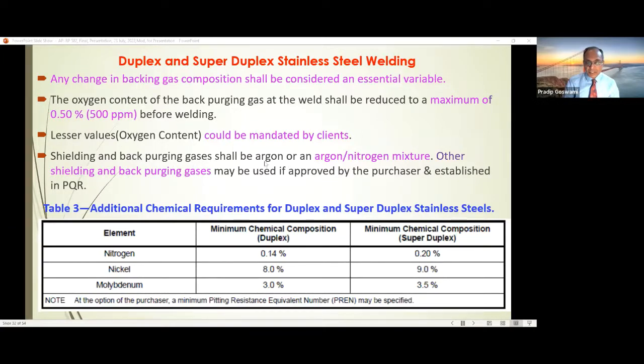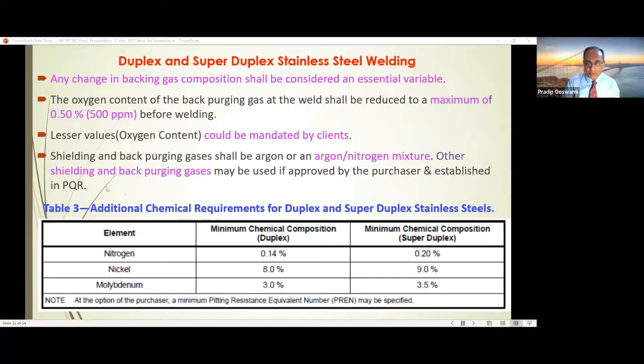Shielding and back purging gases shall be argon or argon nitrogen mixture, and other shielding and back purging gases may be used if it is approved by the purchaser and established in the PQR. Now, you know very well that argon nitrogen is a common shielding and purging gas combination used for duplex. But there are other gases also, called forming gas, which is argon plus hydrogen, or argon plus helium, right?